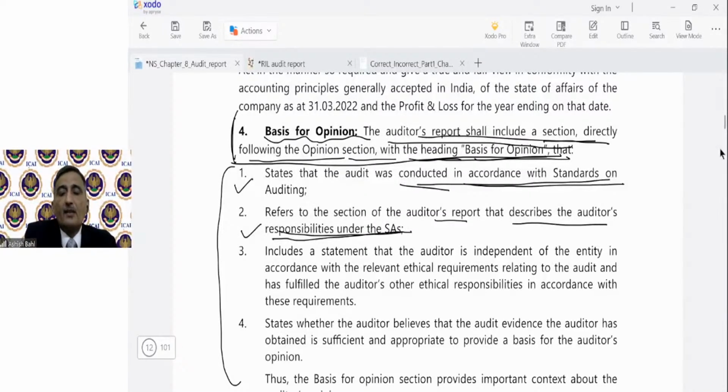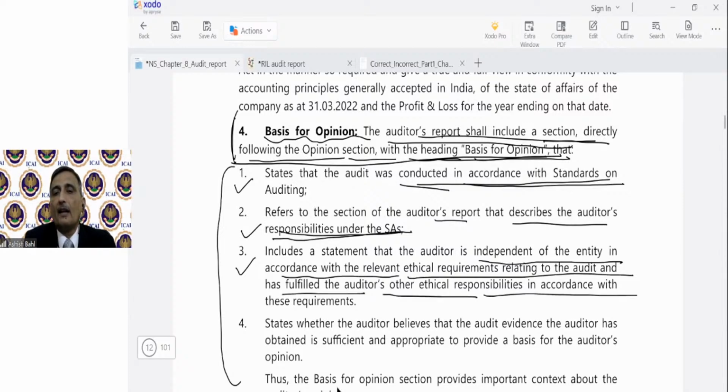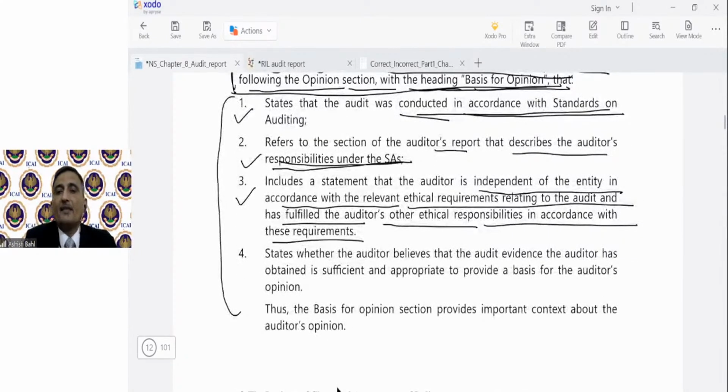So, first, when we were seeing the contents of audit report, we had seen, students, that it also includes a section on the auditor's responsibilities under SAs. So, basis for opinion would refer to that section which contains auditor's responsibilities under SAs. Okay. And it would include a statement that auditor is independent of the entity in accordance with relevant ethical requirements relating to audit and has fulfilled ethical responsibilities in accordance with these requirements. State whether the auditor believes the audit evidence the auditor has obtained is sufficient and appropriate to provide a basis for auditor's opinion.